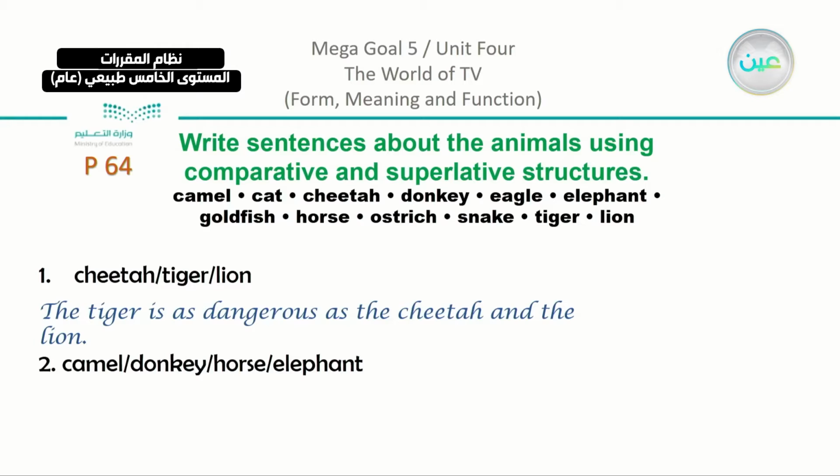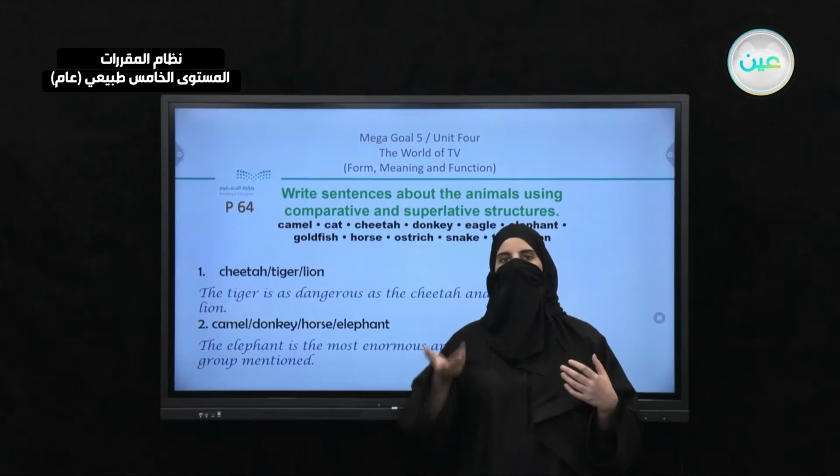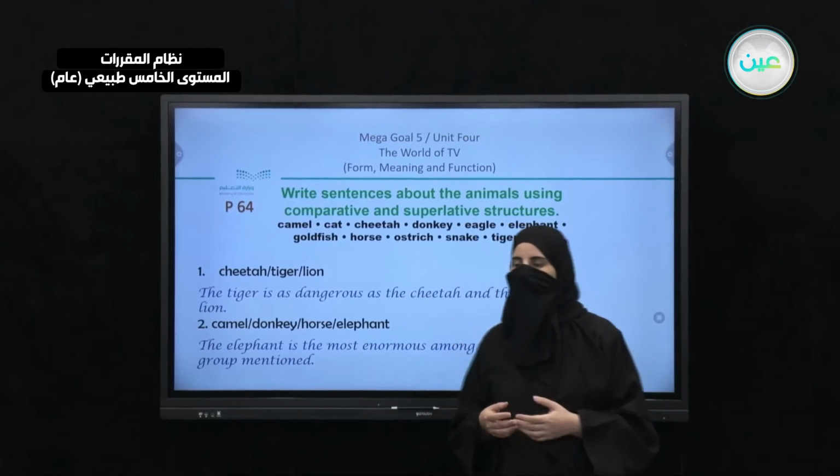Then the second one, we have the camel, the donkey, the horse, and the elephant. So we have here the example. The elephant is the most enormous among the group mentioned. Here, just to note that you can use other kinds of adjectives. As we mentioned yesterday, try to think about more advanced adjectives that you can use.